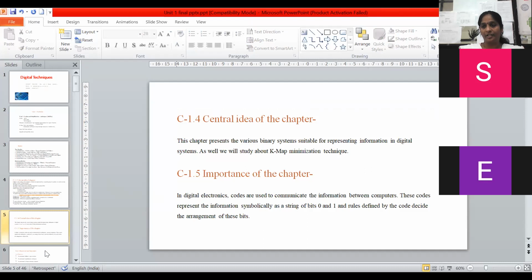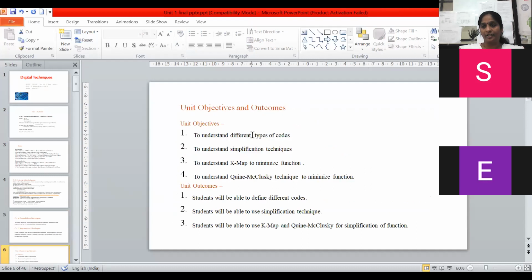Then, what are the objectives and outcomes of this unit? Means from this unit, what kind of things are we going to study? That is the objective. And after studying this total unit, what will we understand? So the first objective is to understand the different types of codes. Then to understand what the simplification technique means, and we are going to study two different types of minimization technique, like the K-map and the QMC.